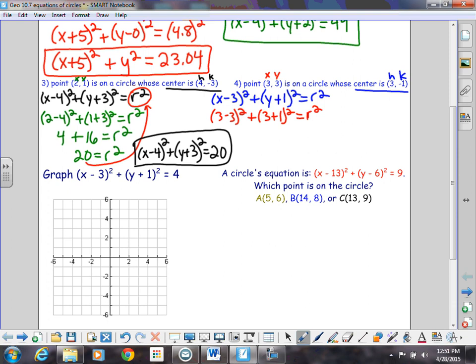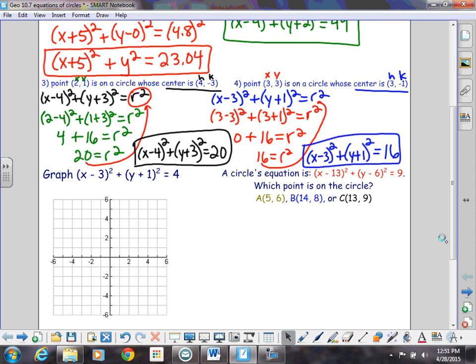So if I simplify 3 minus 3, that's just 0. And then here, 3 plus 1 is 4. And I square that, that's 16. So my r squared is just 16. So remember, I'm going to be plugging that in to my r squared here. So I'm replacing r squared with 16. I'm not squaring 16 again. I'm just writing x minus 3 squared plus y plus 1 squared equals, so I'm replacing that whole r squared with 16. And that's my final equation.